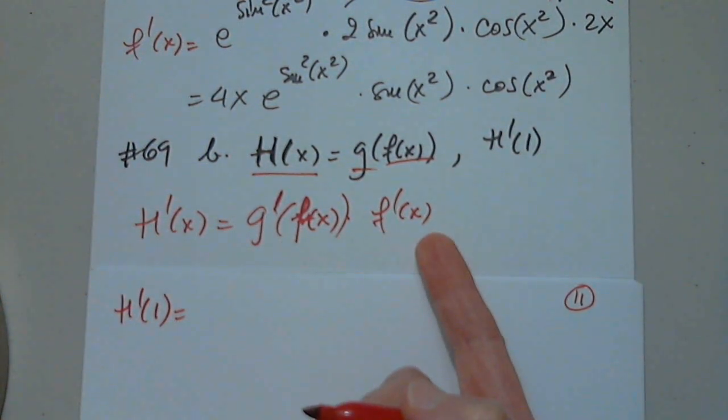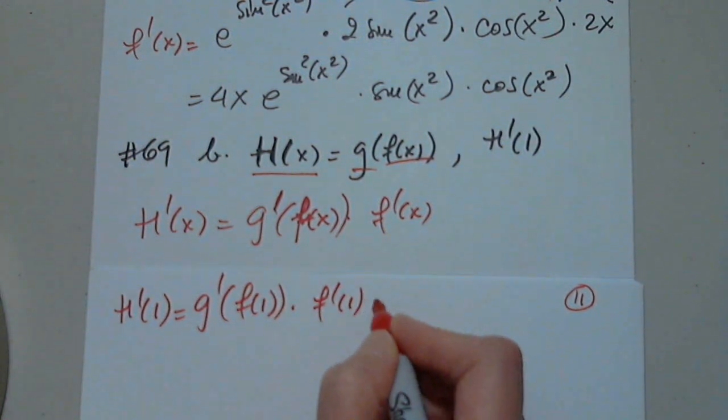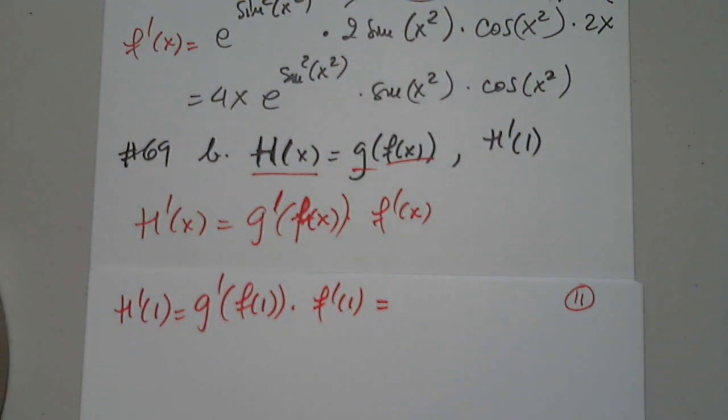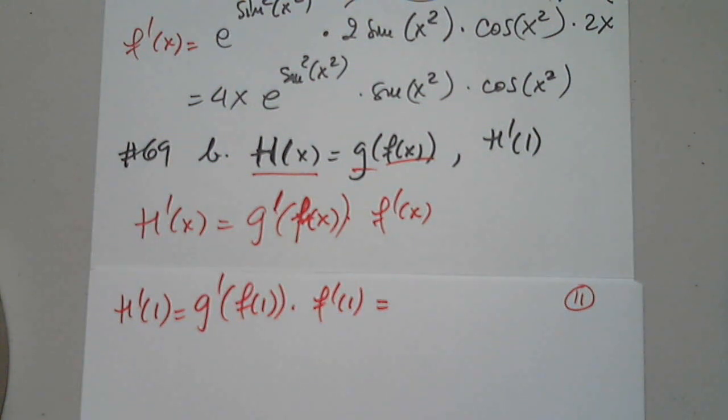So now I can determine h prime of 1 by simply plugging in 1. So I have g prime of f of 1 times f prime of 1. And now I look at the table. Now the table is useful, not before. So let's look at the table. We want to determine f prime of 1. Can anyone give us f prime of 1 here? 4. Yes. When x is 1, f prime of 1 is 4. So I will replace f prime of 1 by 4.